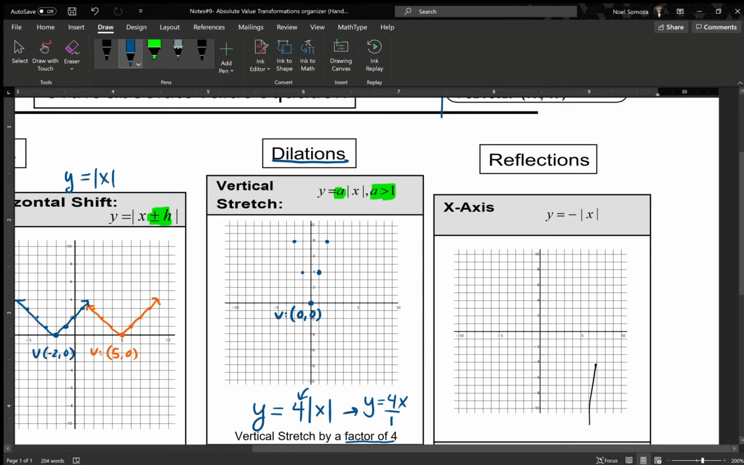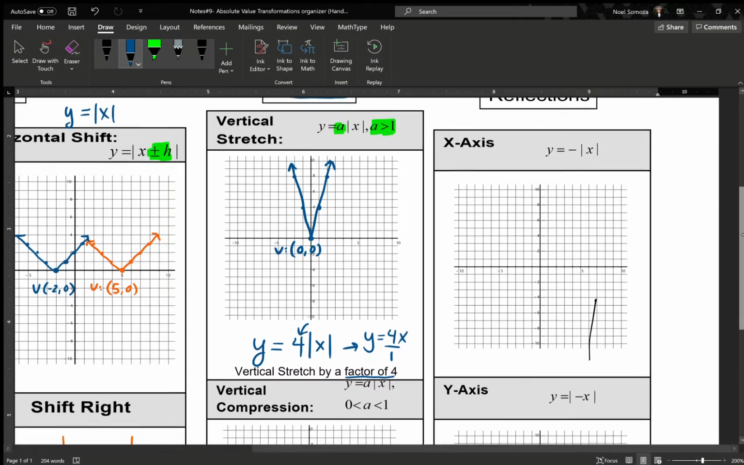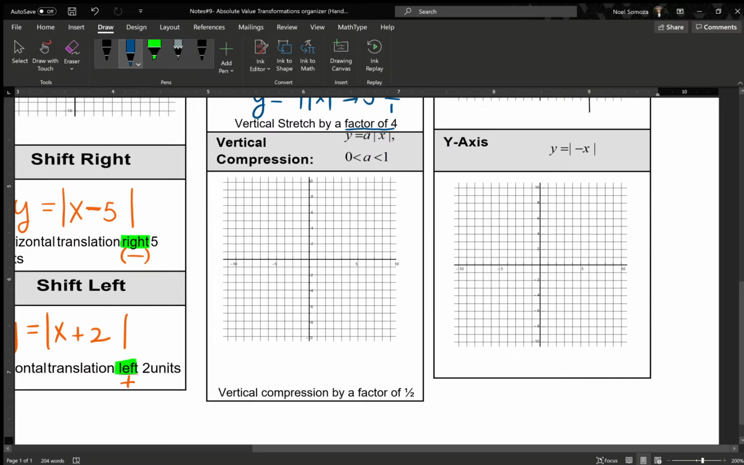Okay, so let's go ahead and draw that line, connect these 3 points, and then we connect these 3 points. Alright, there it is. There's our vertical stretch by a factor of 4. Now let's take a look at what a vertical compression looks like.